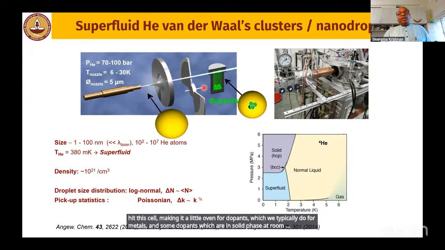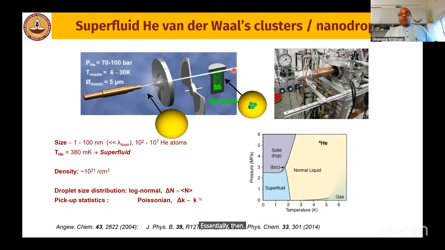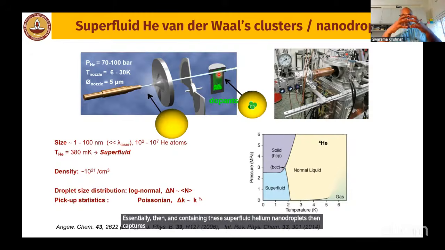So the jet that passes through this beam, which is actually flying at supersonic speeds and containing these superfluid helium nanodroplets, then captures some of the dopant molecules or atoms from the vapor, and they stick onto it almost once again, like it happens in the case of Indian deserts, right?